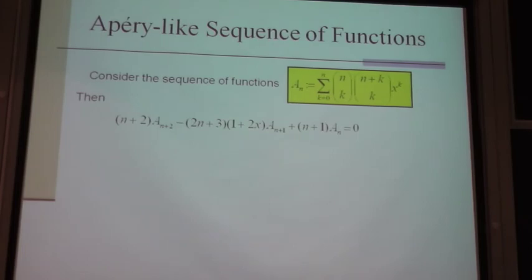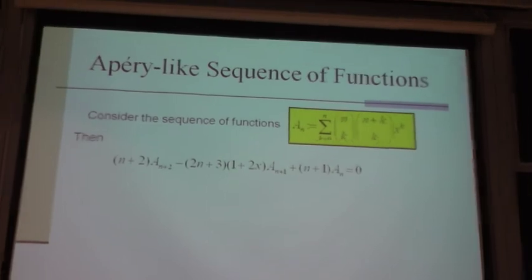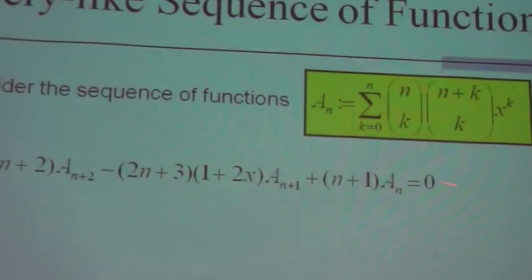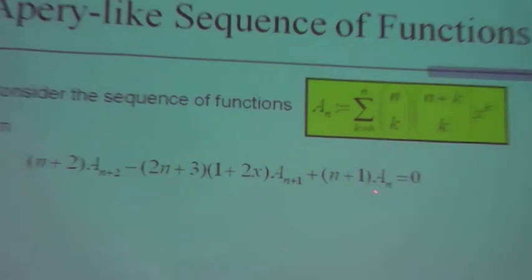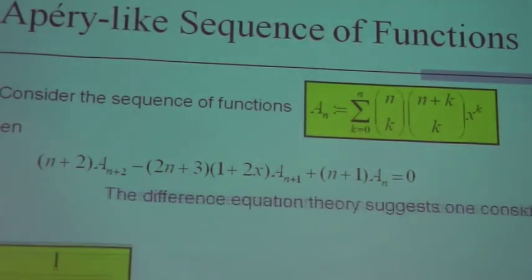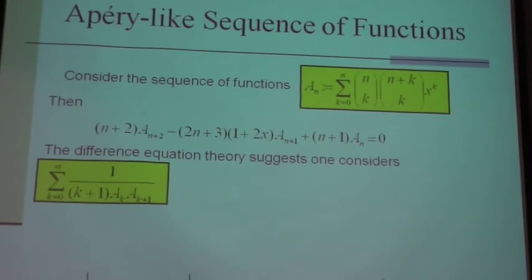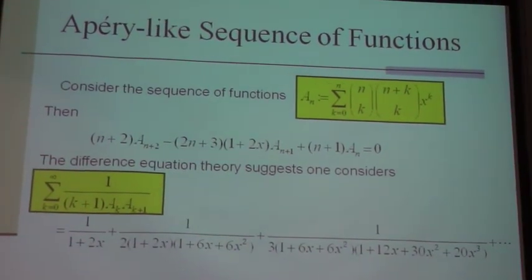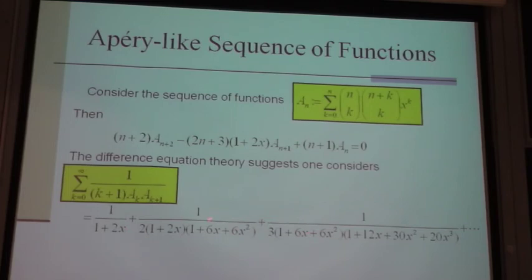And lastly, I want to show an example with polynomials, not just numbers. So again, I apply Zeilberger's algorithm to this. I get this 3-term recurrence relationship, use the theory of difference equations, and it suggests that I look at this kind of expression. Now I don't have just numbers. Now I have all these expressions here with these x's. And what am I supposed to do with all of this?